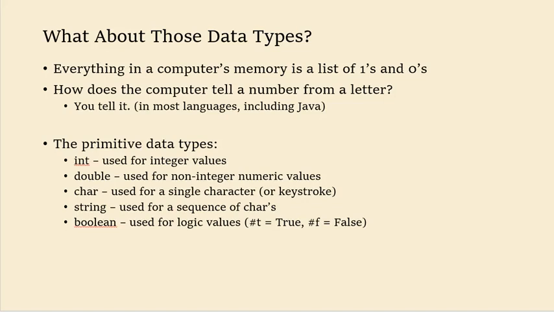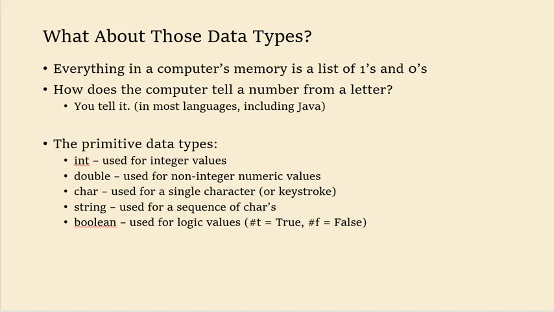Char, often pronounced char, is actually for a single character or a keystroke. You know, we say character and everybody thinks A, B, C, D, but what about 0, 1, 2, 3, 4? Those also can be treated as a char. What about a comma or a quotation mark? Think about any single keystroke on your keyboard. That's going to be a char.